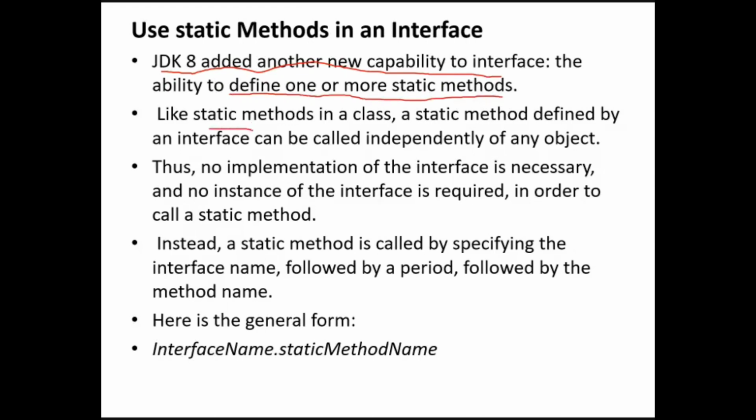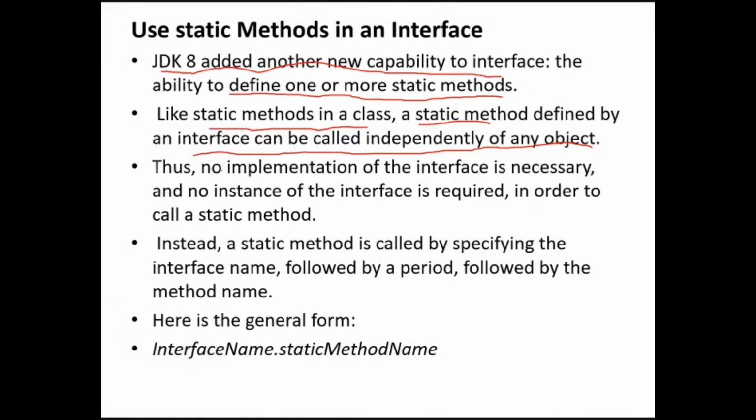Like a static method in a class, a static method defined by an interface can be called independently of any object. For calling a static method, we need not create an object. For an interface, we cannot create an object because the interface has abstract methods, so by default the interface is abstract. By using the interface name, we can call the static method.